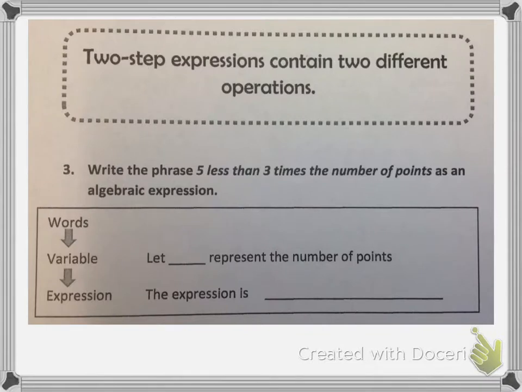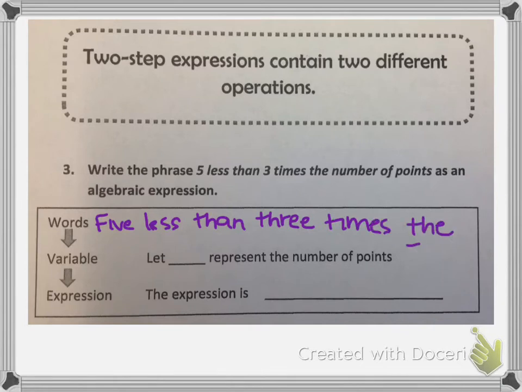Two-step expressions contain 2 different operations. For example, in number 3, it says write the phrase 5 less than 3 times the number of points as an algebraic expression. So we're going to follow the same steps we did before. We're going to rewrite that phrase using only the most important words. So I'll say 5 less than 3 times the number of points.